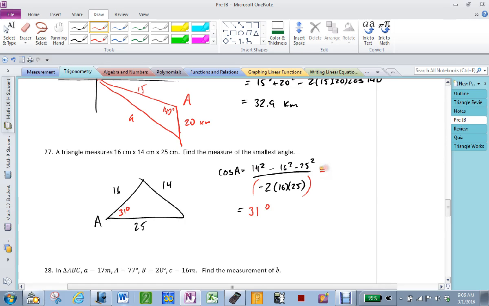So when you punch this in, now this is when actually understanding math is helpful. This is 196 minus 256 minus 625. Yes? Everyone agree? Which gives me negative 685. Cool? Now, the bottom here, 16 times 25 is 400, yeah? Times negative 2 is what? Negative 800, yeah? Two negatives gets you a positive decimal of 0.856. And then you shift cos.